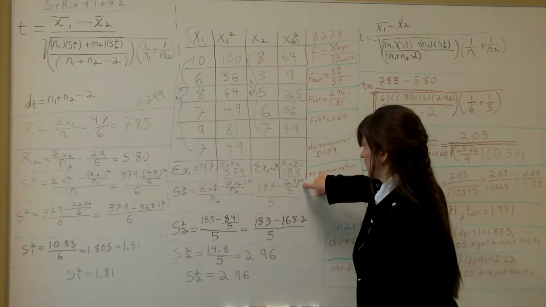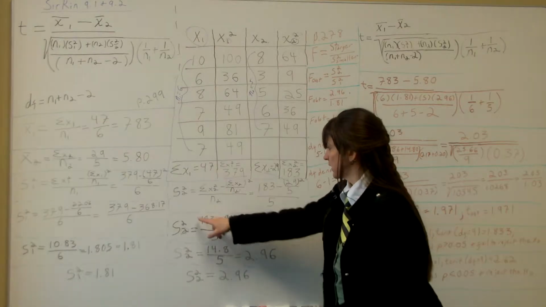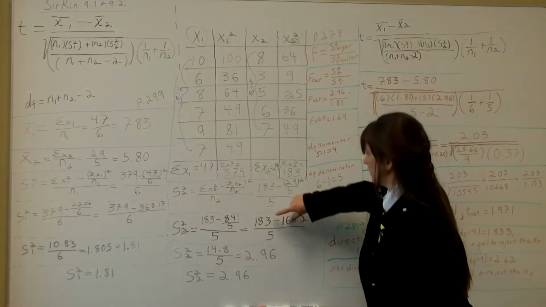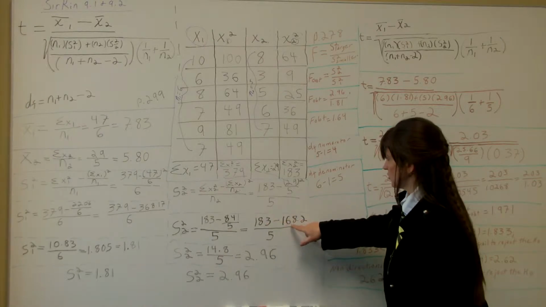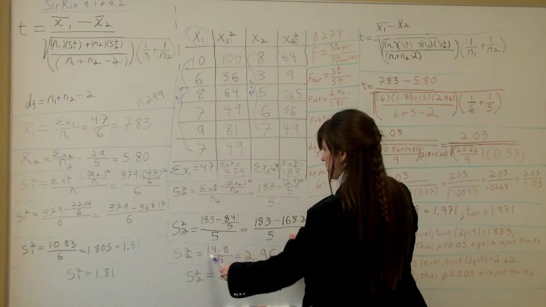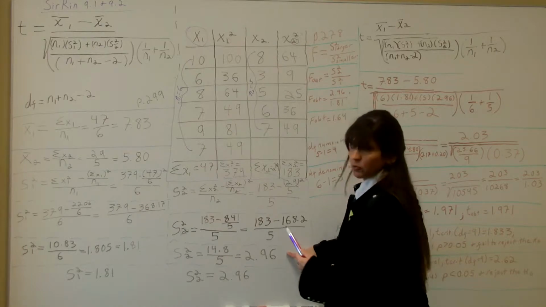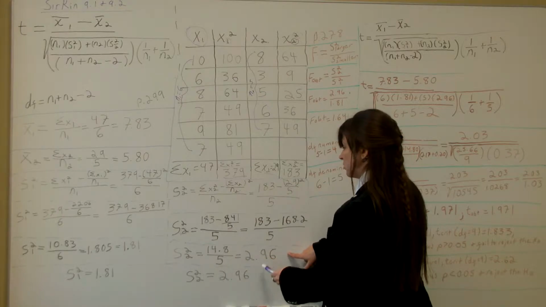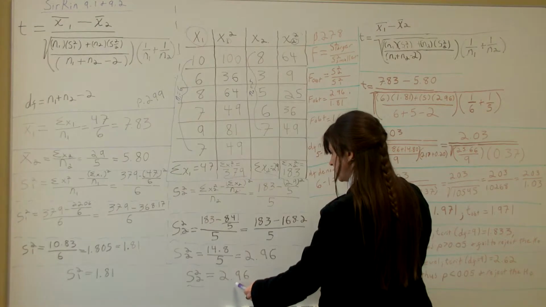The first thing we do is 29 times 29, which equals 841. So we write that out, 183 minus 841 over 5, and all that's over 5, equals 183 minus 168.2 over 5. Next we show the professor we can subtract, which is 14.8 over 5. That way he or she knows we understand the processes we have to go through to do this. And 14.8 divided by 5 equals 2.96. So the pooled variance for the second set of data is 2.96.